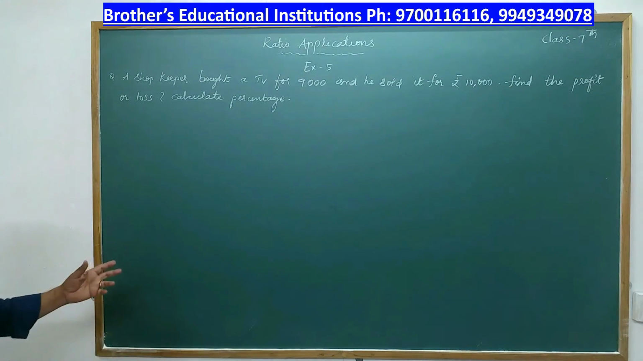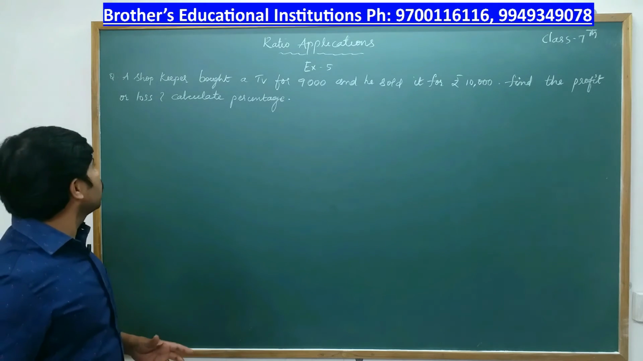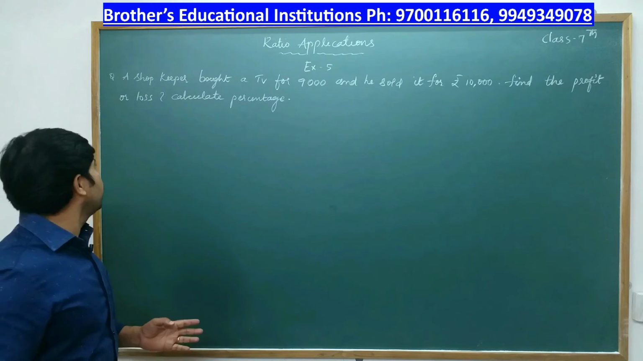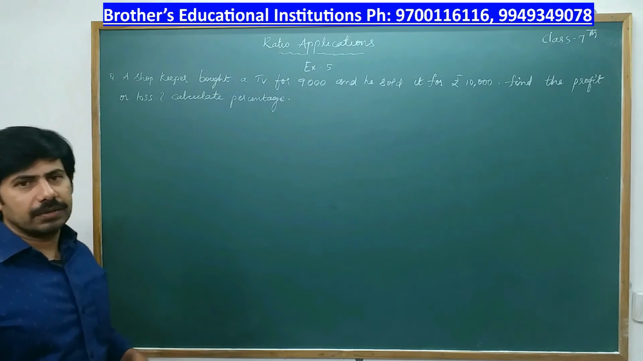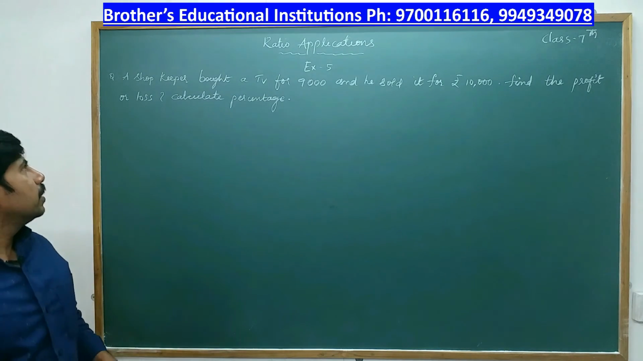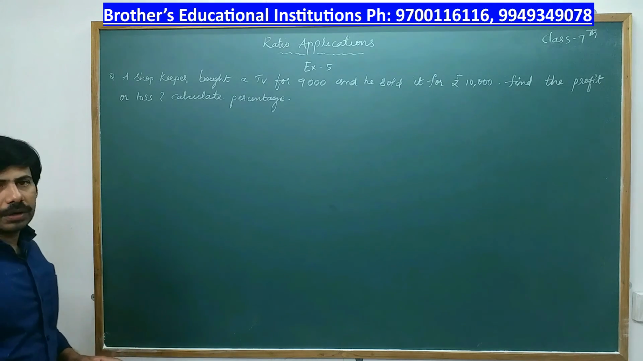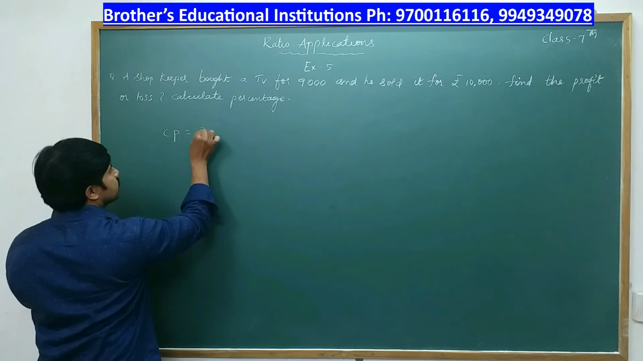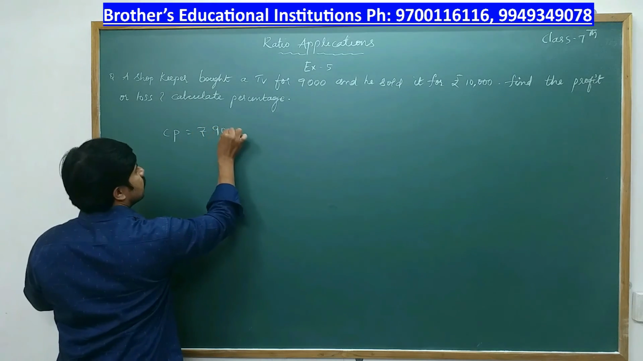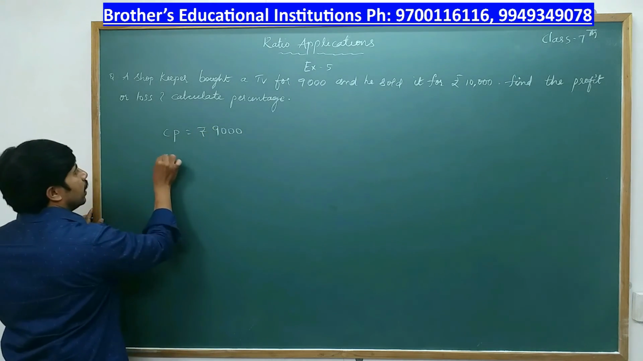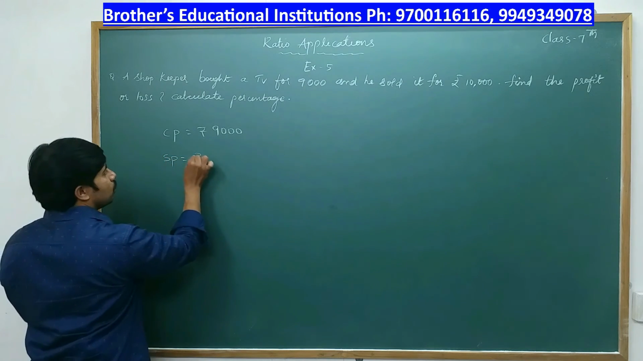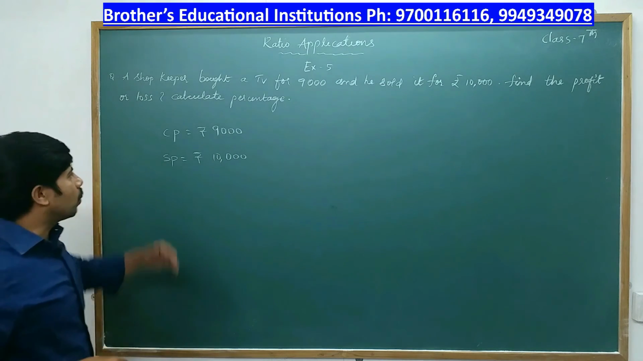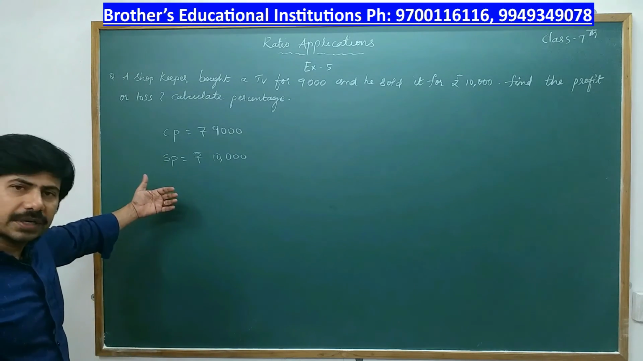This is an example problem. A shopkeeper bought a TV for rupees 9,000 and sold it for 10,000. Find the profit or loss. You have to calculate the percentage. So here the shopkeeper bought for 9,000, and bought means cost price. So the cost price is rupees 9,000. Now the selling price is 10,000 rupees. So cost price is 9,000, selling price is 10,000.